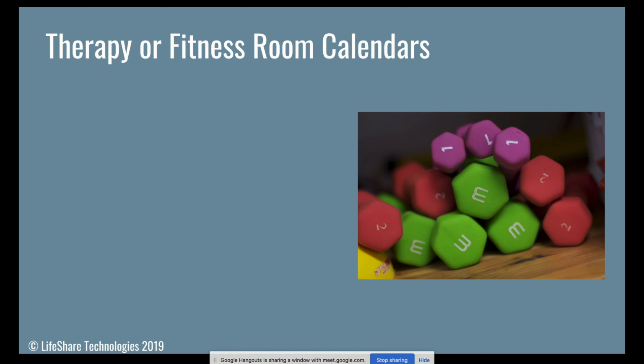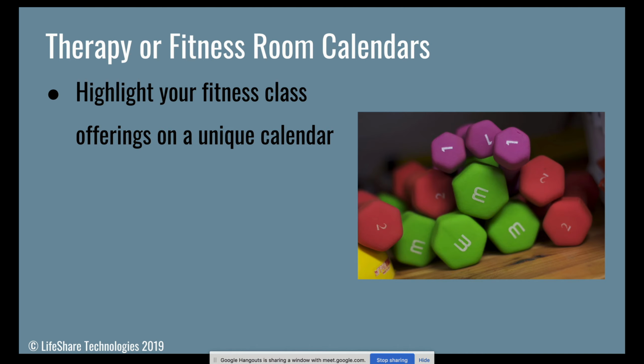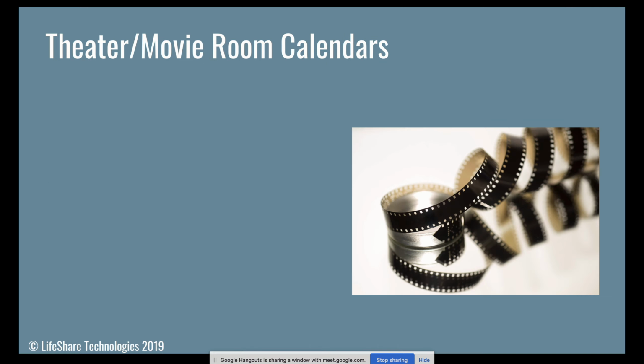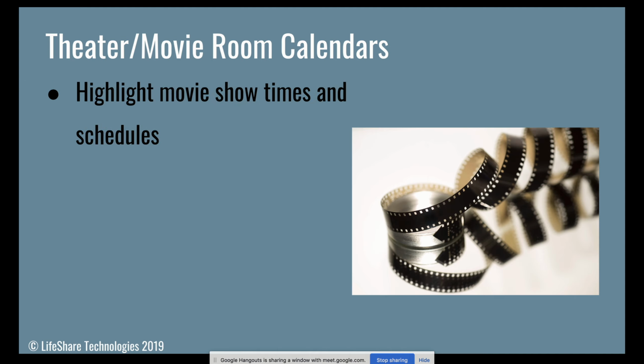Okay, therapy or fitness room calendars. With therapy and fitness room calendars, it really can highlight your fitness class offerings on a unique calendar. We can even create activity types to code the types of activities. Maybe they're low impact, higher impact, cardio. You can create those activity types to really make your calendar unique and help people make the best choice of your offerings for them. With theater and movie room calendars, it can really help you highlight those movie show times and schedules.